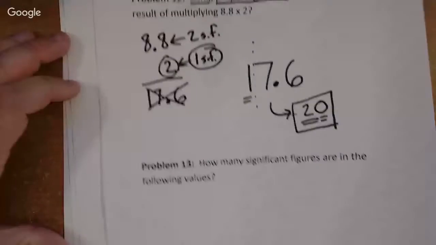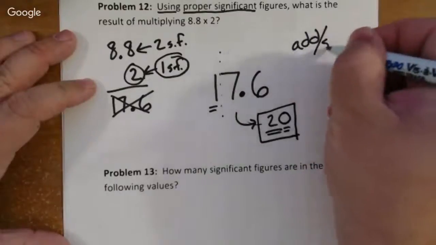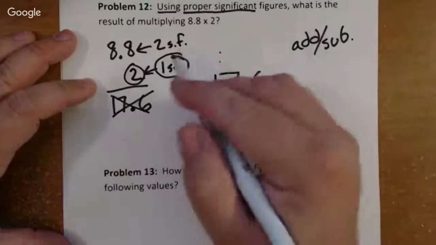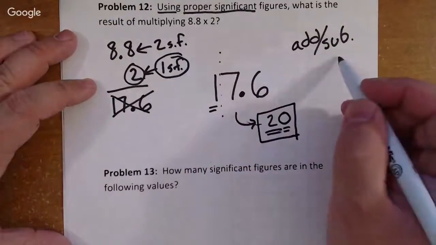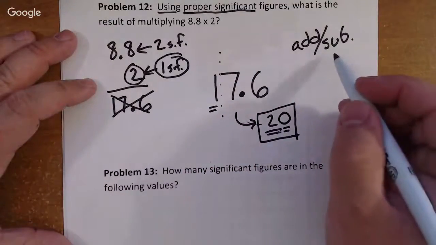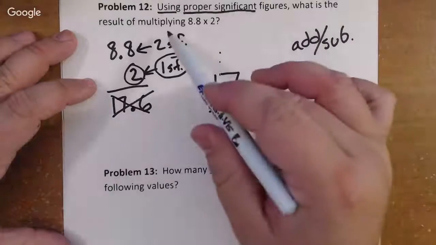Okay, we have covered the multiplication and division rule. Make sure you look back in the notes at the addition and subtraction rule. It doesn't deal with keeping the fewest sig figs. The addition and subtraction rule deals in keeping the fewest decimal places. So be careful of the difference there, if you're multiplying, dividing, or adding, subtracting.